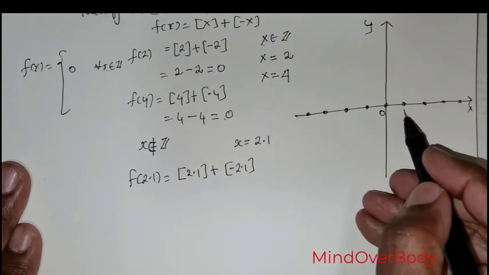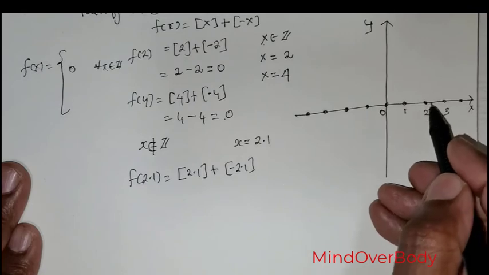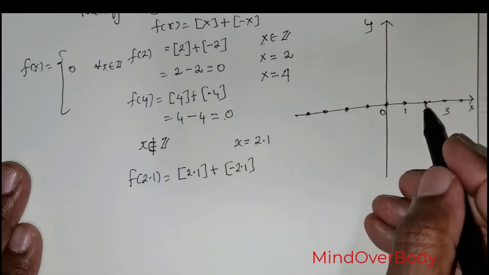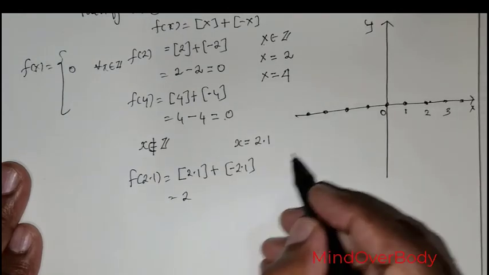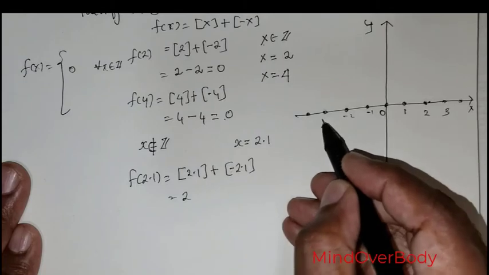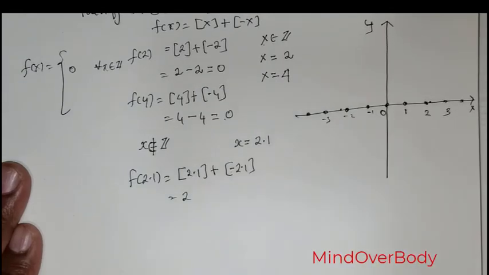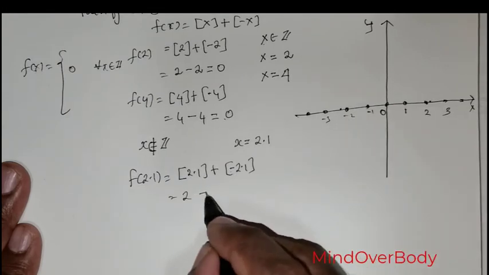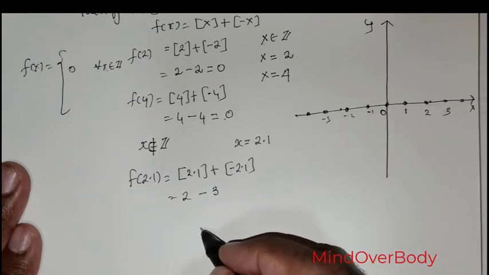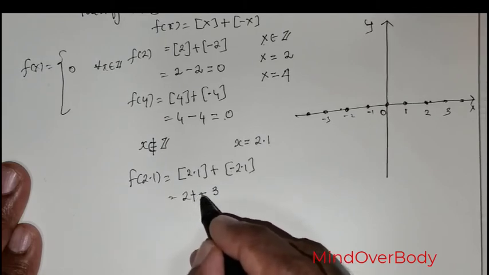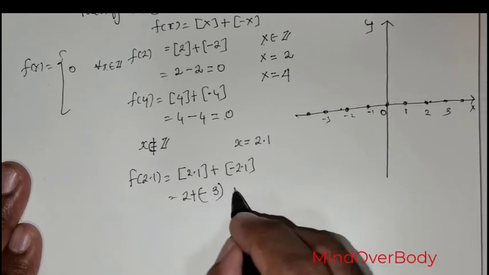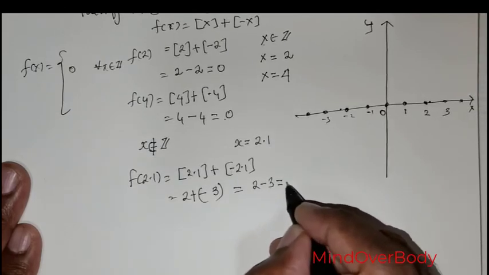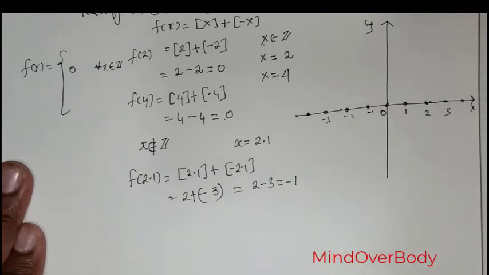Now if this is 1 and this is 2 and this is 3, 2.1 is over here, right? So greatest integer of 2.1 is going to be 2. Now negative 2.1, this is negative 1, negative 2 and negative 3. Negative 2.1 is over here. So the greatest integer of negative 2.1 would be negative 3. In other words, I should write it like this, positive sign of negative 3, and then I would rewrite it as 2 negative 3, which is equal to negative 1. So this is what I'm getting.